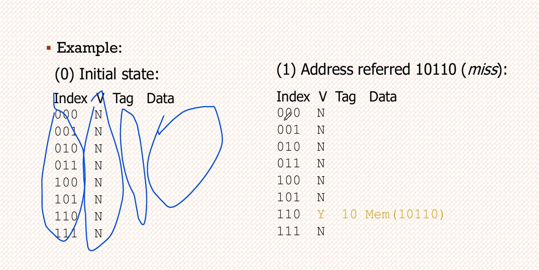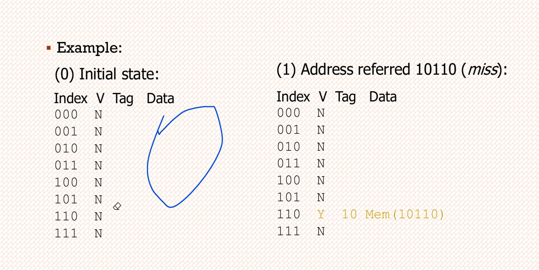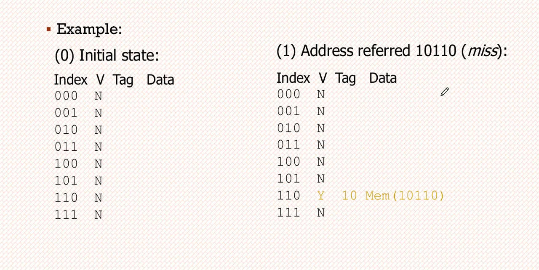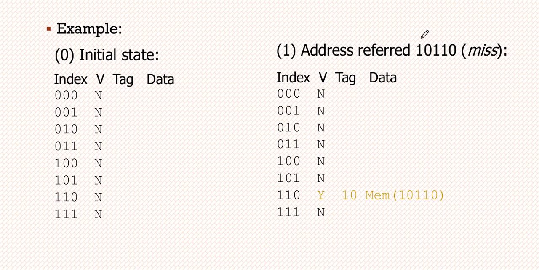Now we are trying to access. So this is a simple cache, a simple direct mapped cache. We are trying to access data from the cache. Let me see. The first thing is that our data address is 1110110, right?